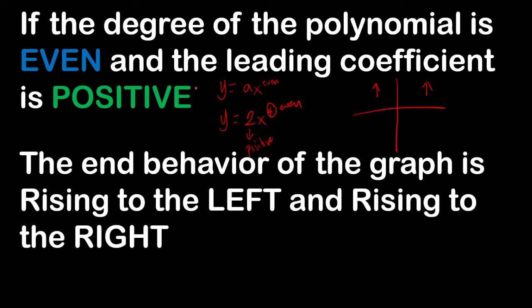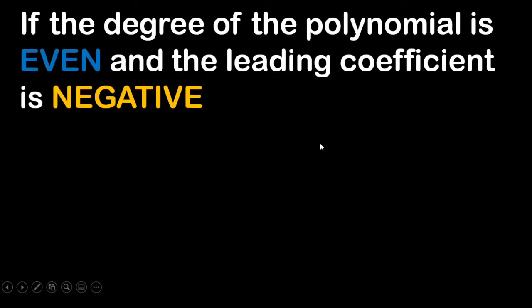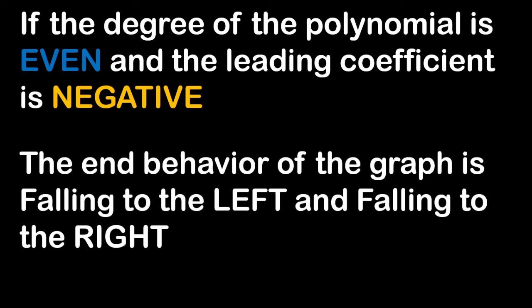Again, if the degree of the polynomial is even and the leading coefficient is positive, the end behavior of the graph is both rising to the left and the right. Next, if the degree of the polynomial is even and the leading coefficient is negative, the end behavior of the graph is falling to the left and falling to the right.